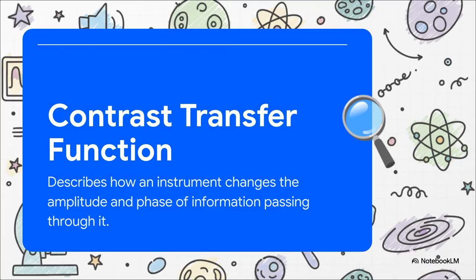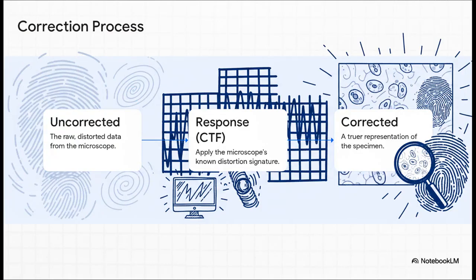Okay, I know. Contrast transfer function, or CTF, sounds super complicated, but just think of it like this. It's the microscope's own unique fingerprint. Or maybe it's accent. It's a precise mathematical description of exactly how that specific instrument messes with information. And once you know the accent, you can understand the words. And once you know that fingerprint, you can use a computer to reverse the whole process.